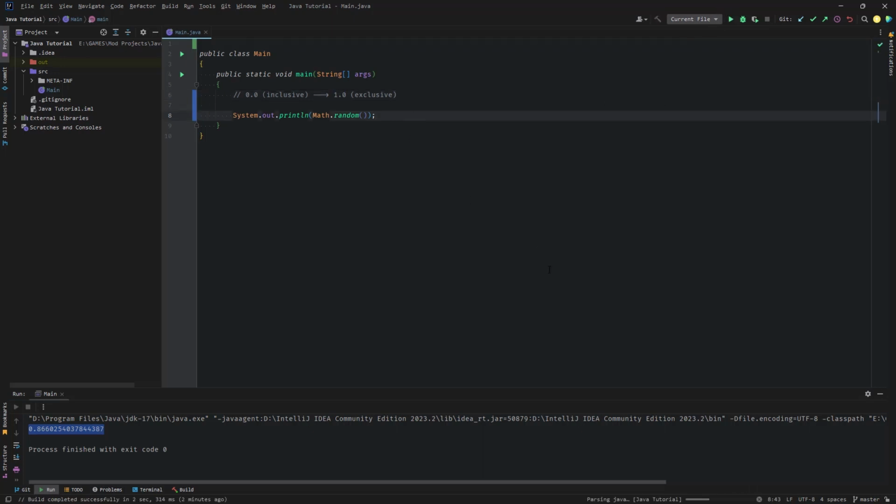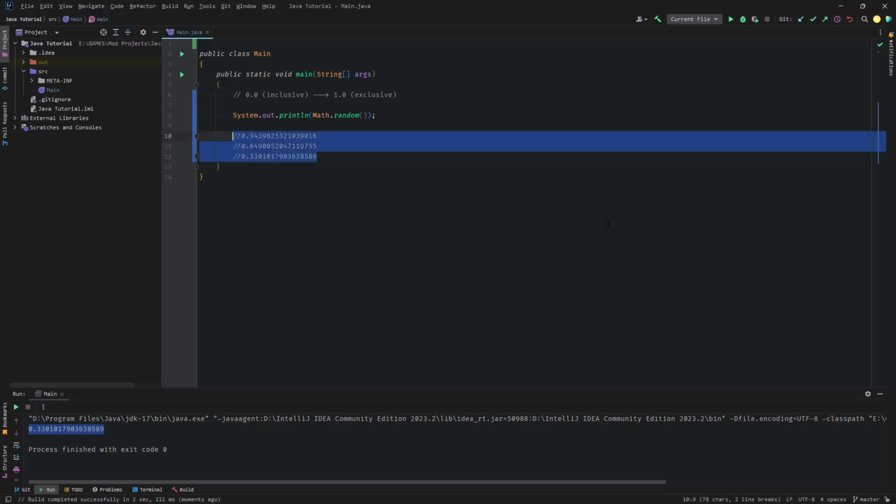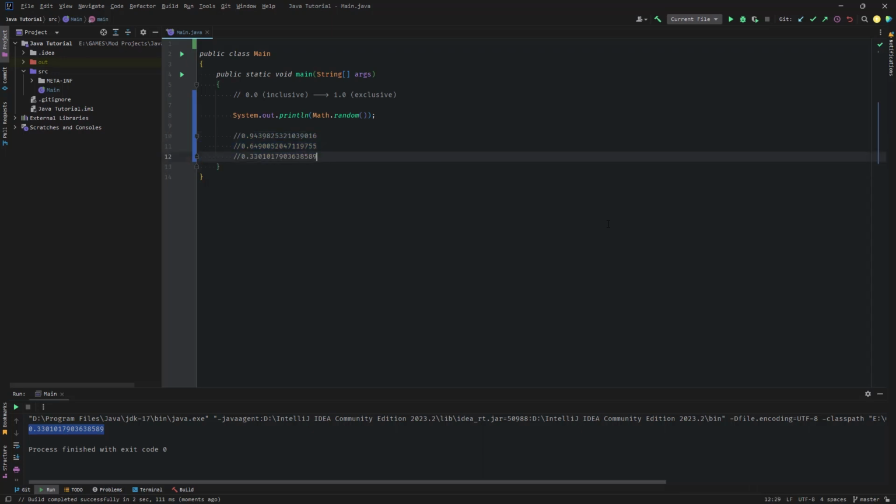If we run the application now, you will see a number being generated. Let's put them inside comments, run the application a few times. As you see, chances of getting 0.0 is really rare, and chances of getting 1.0 is none, actually. But each time I'm running the application, I'm getting a new digit between 0 and 1.